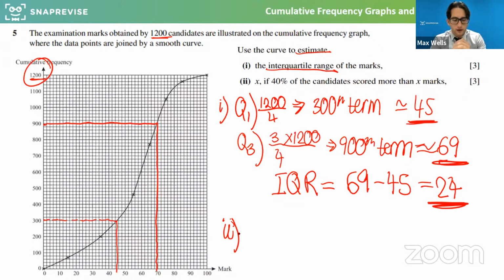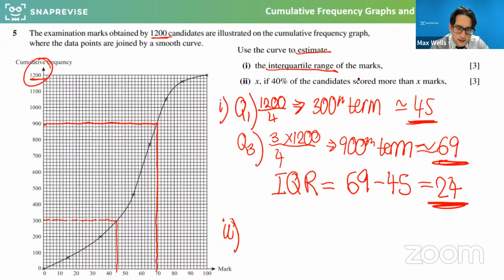So if I want the value of X, if 40% of the candidates score more than X, what is another way of phrasing that? How else can we think of that? So if there's a boundary value X, whereby 40% of the candidates scored more than X marks. The thing is, with something cumulative, we're not dealing with above, we're dealing with everything below it. So if we were to rephrase this, it's the same point or the same position where 60% is below it.